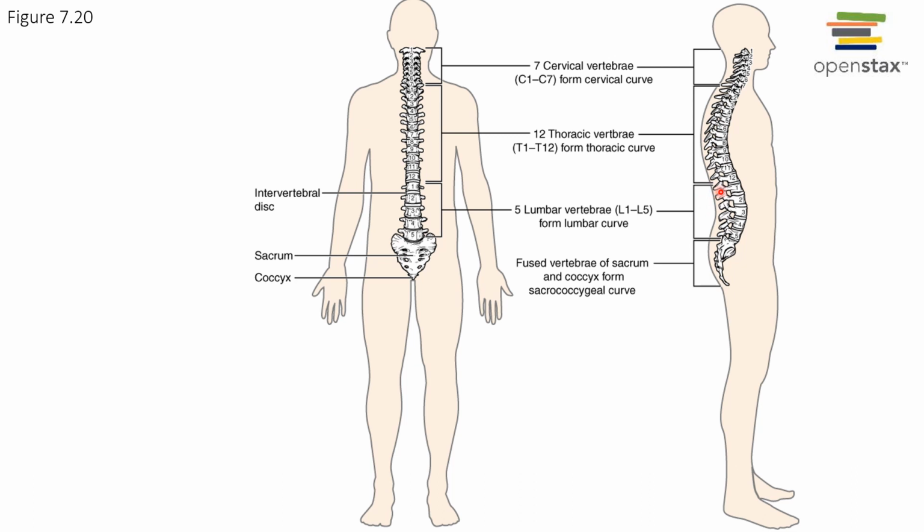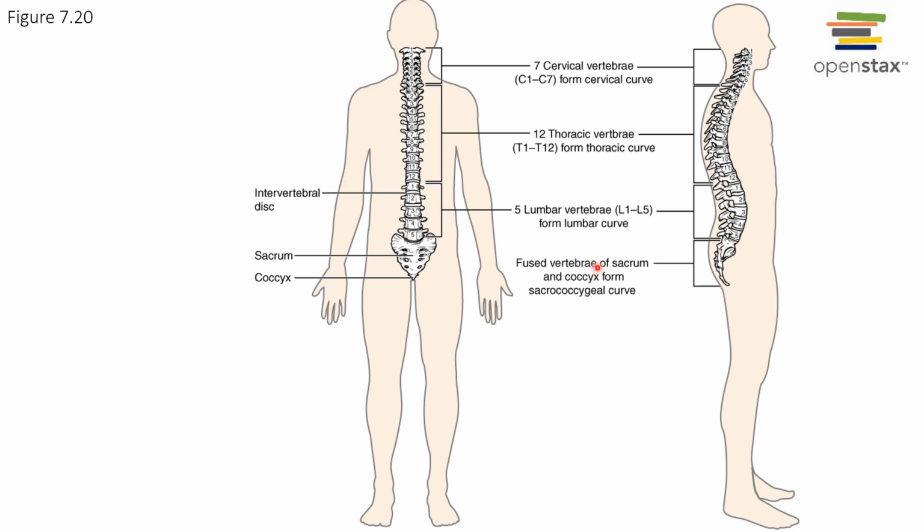And then down here in your lumbar spine, you have 5 lumbar vertebrae. This is a lordotic curve again. And down here on the sacrum, you have a curve here. Again, that would be a kyphotic curve, including your coccyx down there as well.